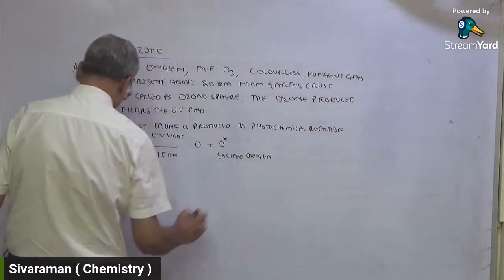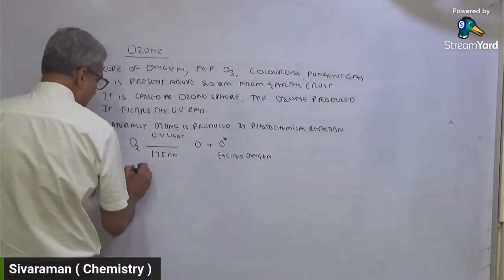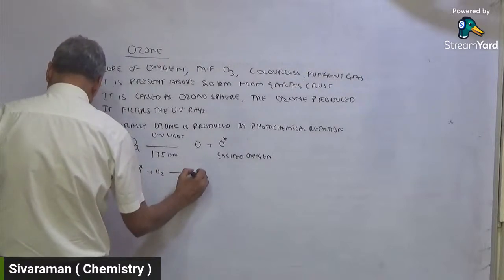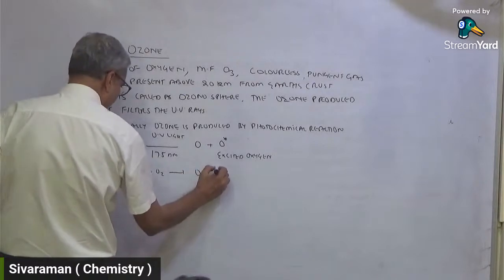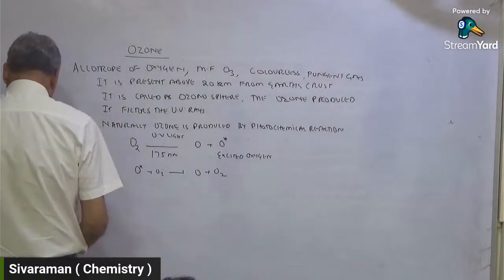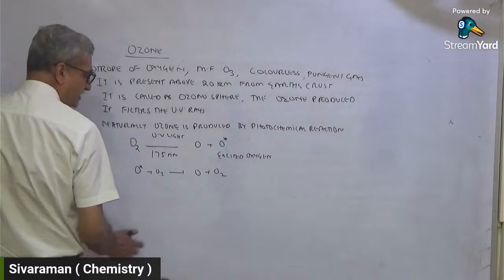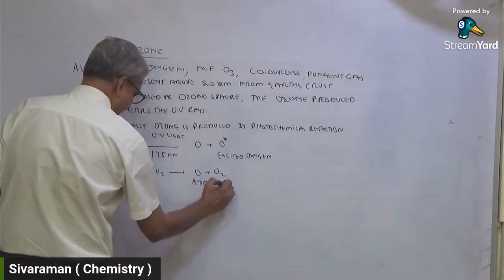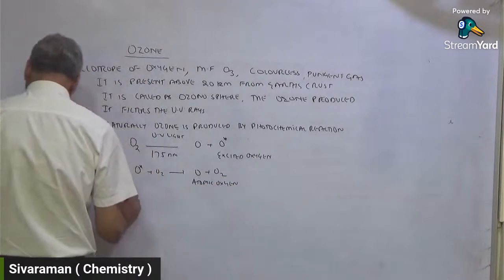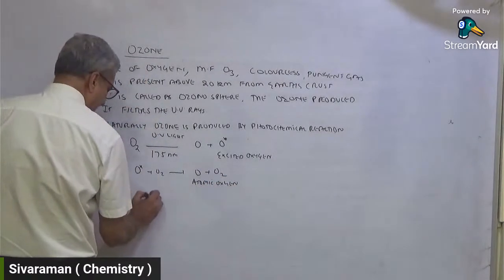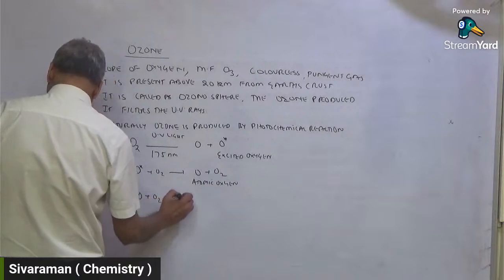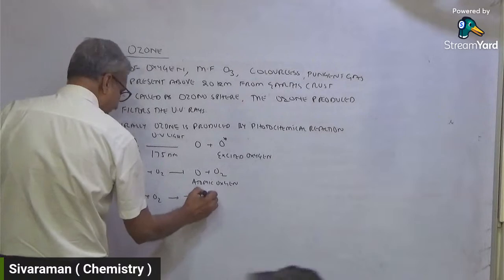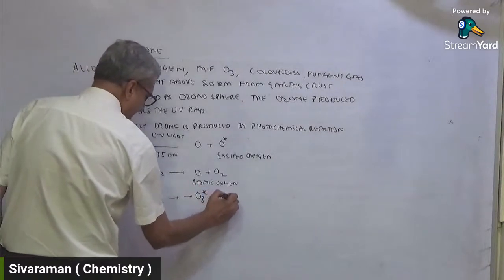So what does the excited oxygen do? The excited oxygen reacts further with oxygen. It forms O atomic and oxygen. So this will be atomic oxygen, single atom oxygen. Now this atomic oxygen plus O2, what does it form? It forms O3, which is excited.